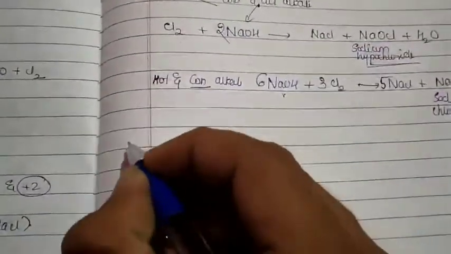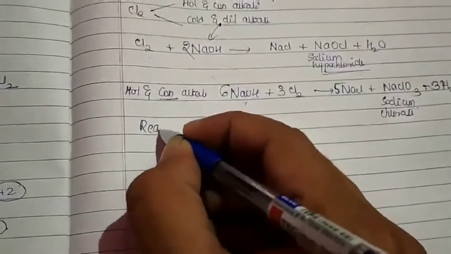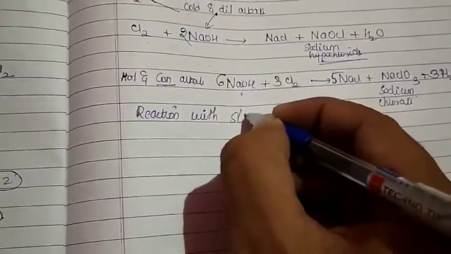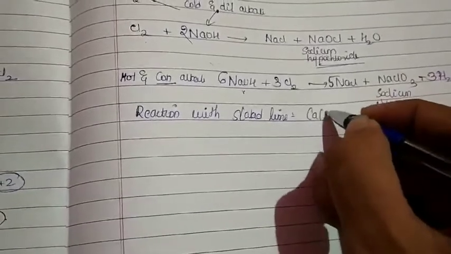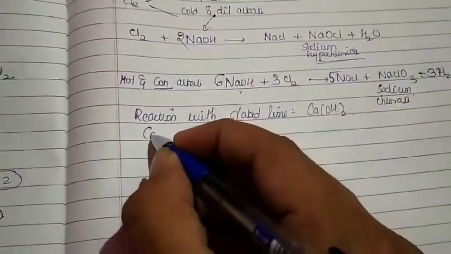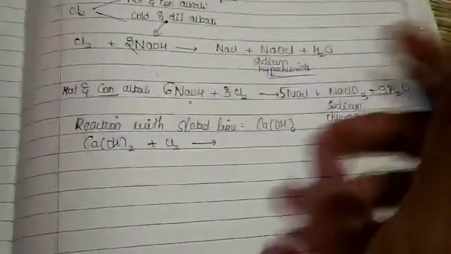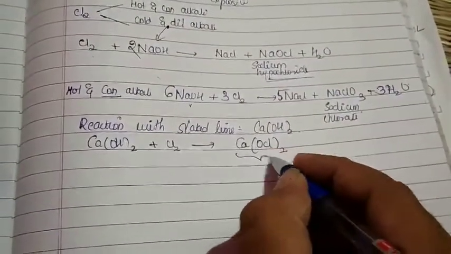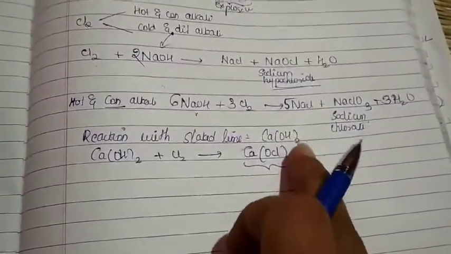Coming to the next important property and next important reaction, the reaction with slaked lime. What happens when you treat your chlorine with slaked lime? Slaked lime, of course, you know, is calcium hydroxide. So when I treat calcium hydroxide with chlorine, you are going to get calcium hypochlorite, that is CaOCl2. You just remember, it is a very important formula, because it is a very important component of your bleaching powder.